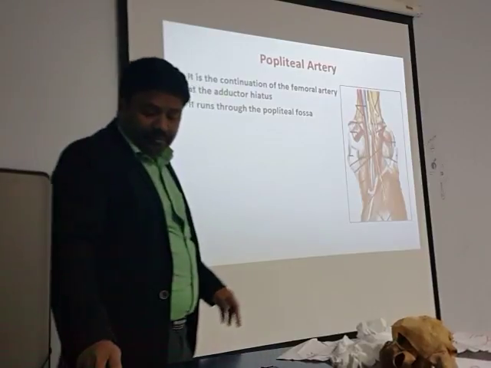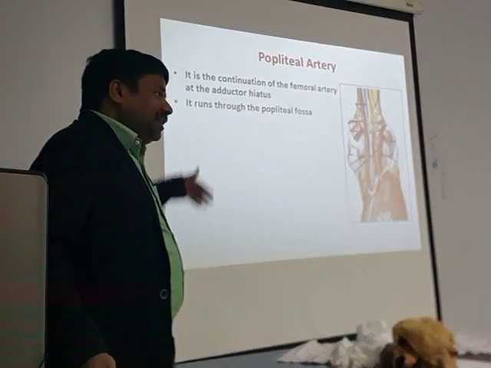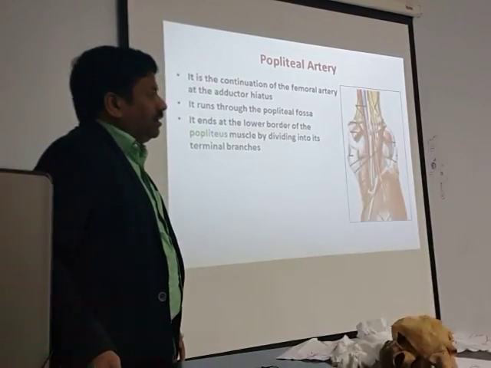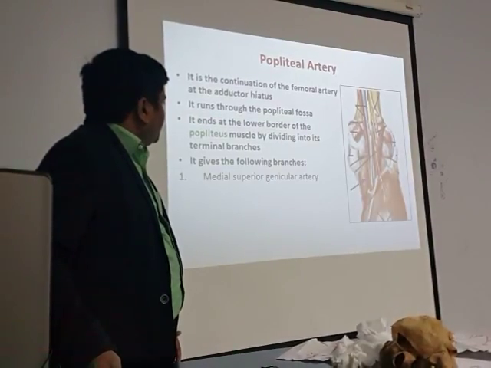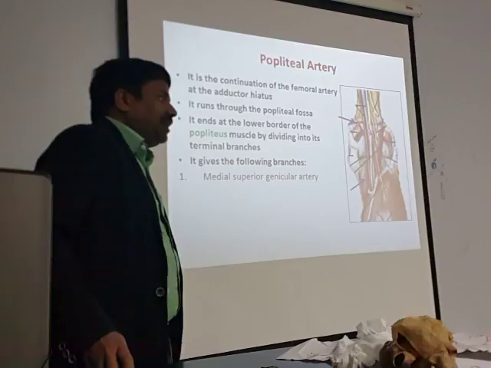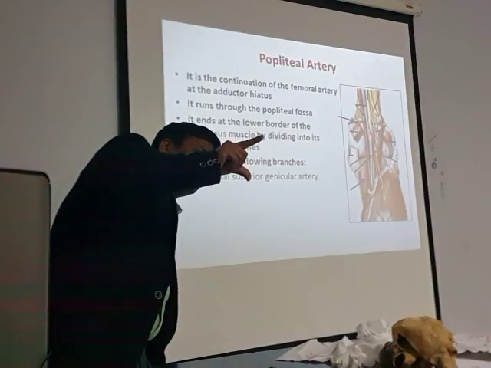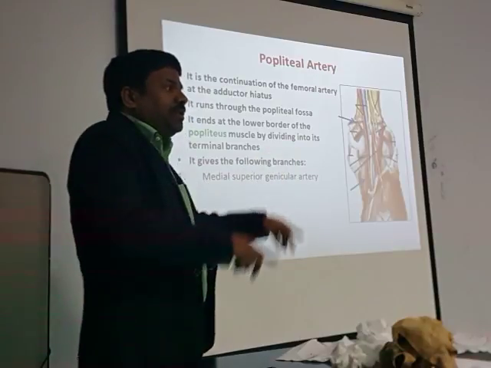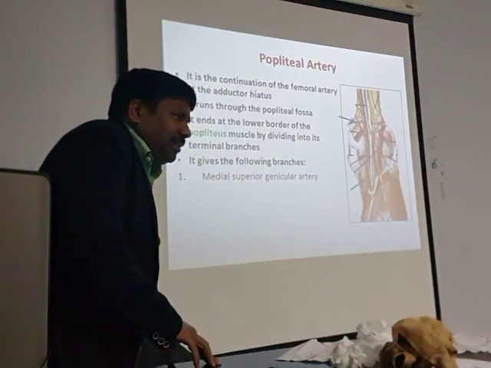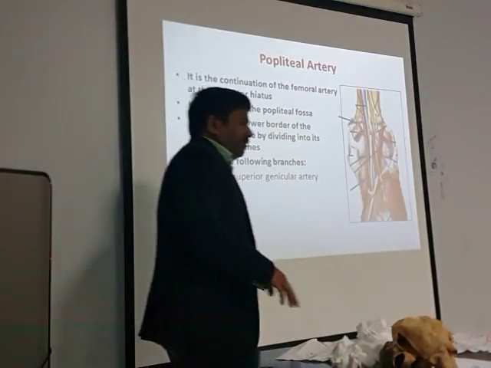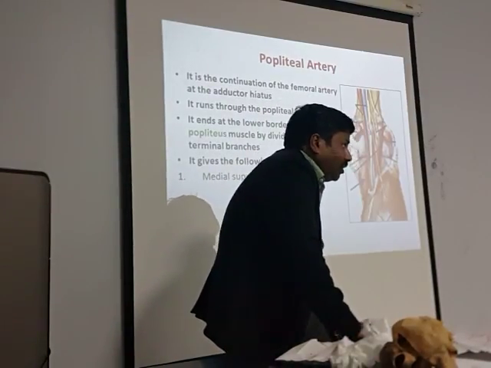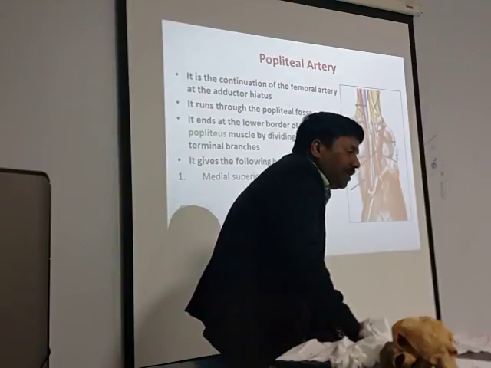So what is the popliteal artery? It is the continuation of the femoral artery down behind the knee. After running for a short distance behind the knee, it divides into two branches: one is the anterior tibial and one is the posterior tibial. Anterior tibial supplies mainly the anterior and lateral compartments. Posterior tibial supplies the posterior compartment of the leg.